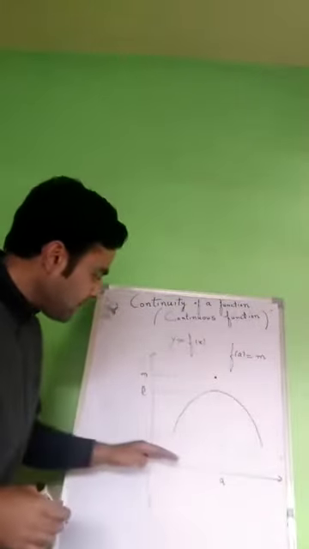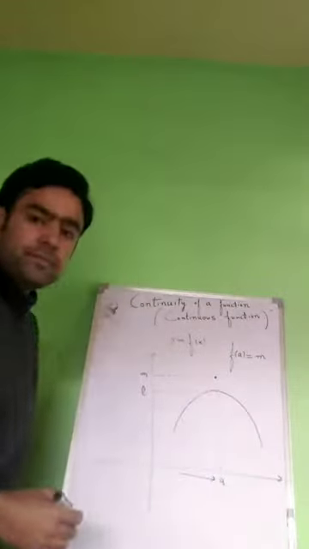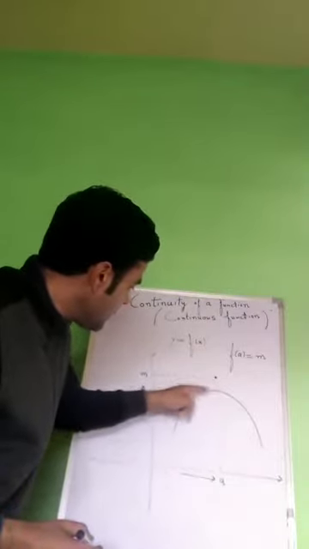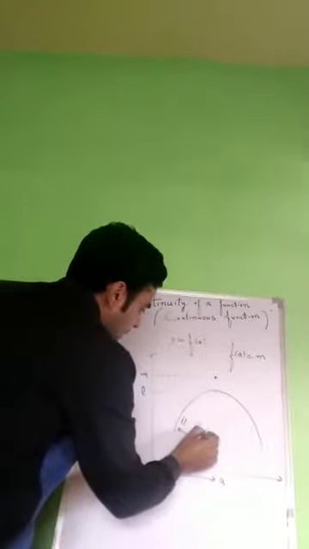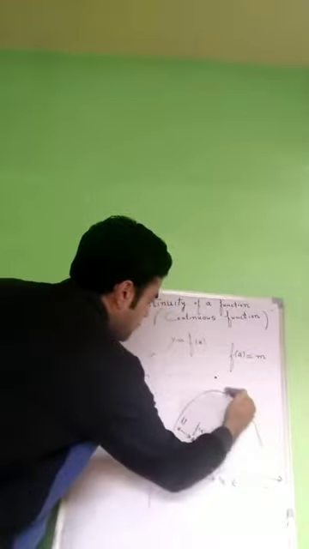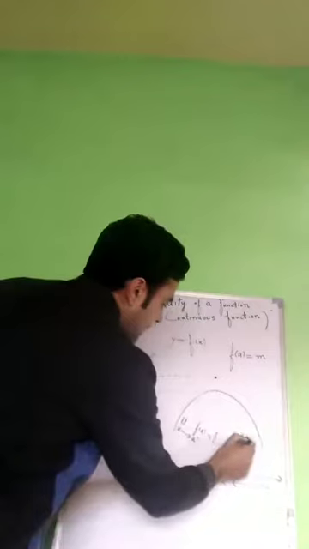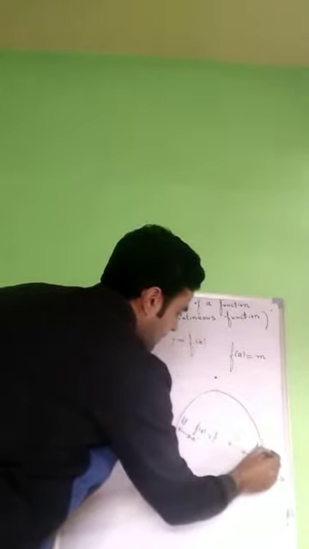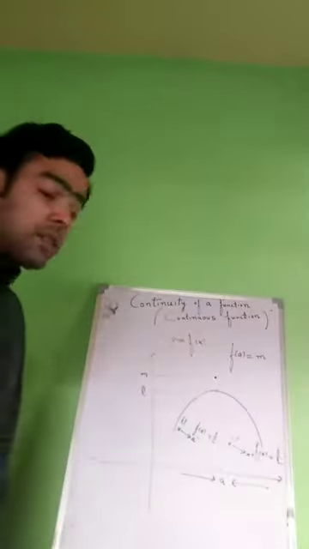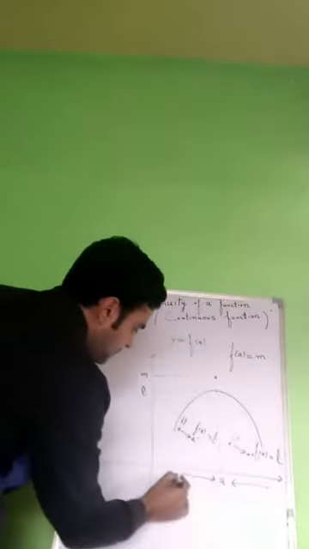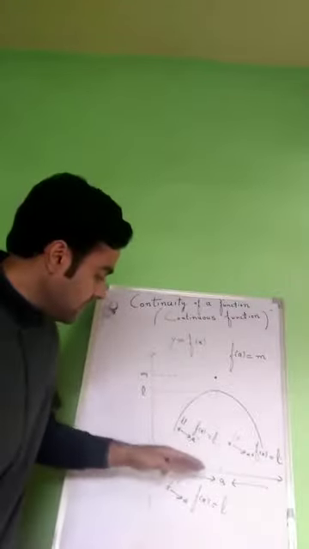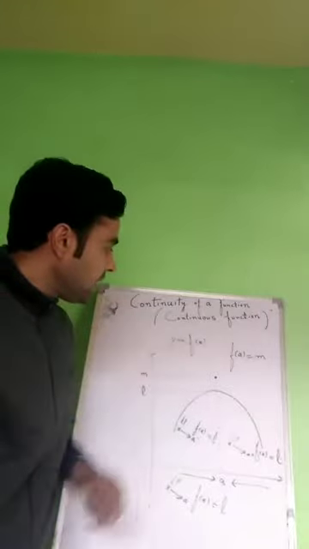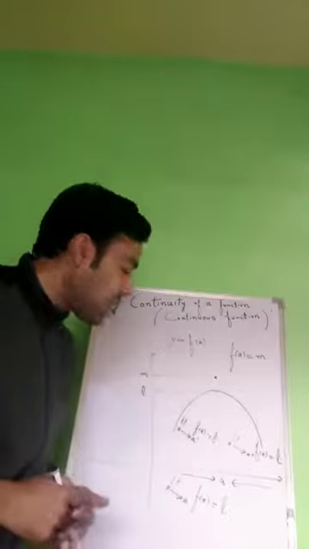Also, as we approach A from left, f(x) approaches the height L. That is, limit x approaches A minus f(x) is equal to L. Similarly, if we approach A from right, f(x) approaches the same height L. So we can write limit x tends to A plus f(x) is equal to L. Thus, we can say that the limiting value, limit x tends to A, f(x) is equal to L. That is, limiting value of the function is equal to L. But value of function is equal to m at point A. So they are not equal.